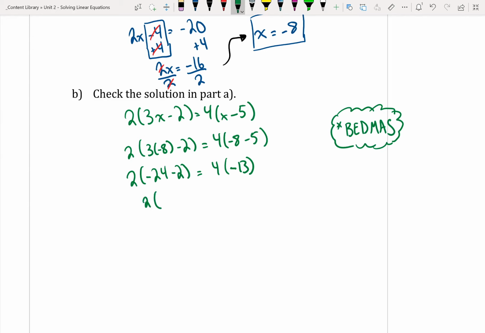I still have stuff to simplify on the left side. 2 times negative 26. On the other side, I can do the 4 times the negative 13, where I get negative 52. 2 times negative 26 is negative 52. So I get the same thing on both sides. That means my answer of negative 8 is correct.